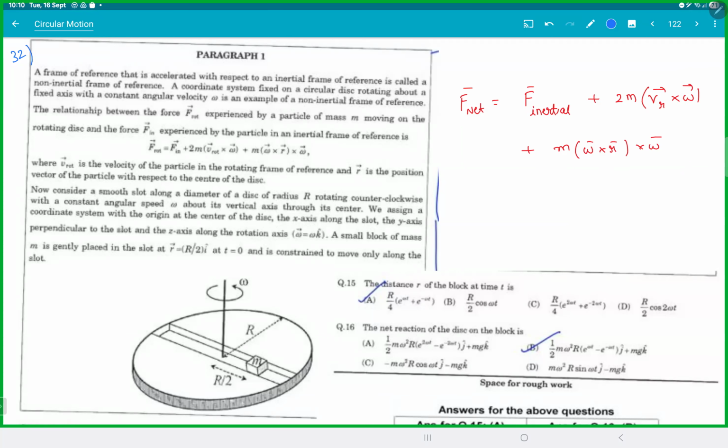So what to do with this? So this is the question. We kept the block at r/2. If you remember, there was a similar one. The similarity ends with the picture. After that the question was something else. I asked you to find the speed when it comes out. Here they're asking what is the distance traveled as a function of time t. So let me help you with this.